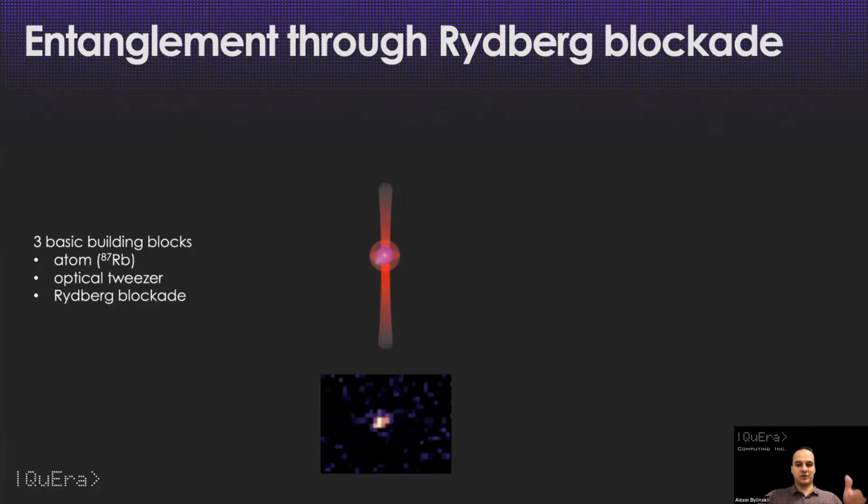And the pictures I was showing you in the previous slide were actually fluorescence images of individual atoms in optical tweezers. And this is an example of just one such atom in an optical tweezer as we see it on the camera.